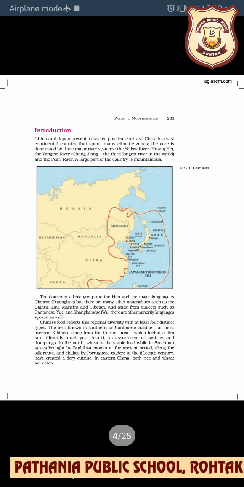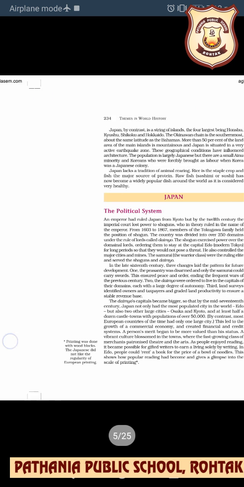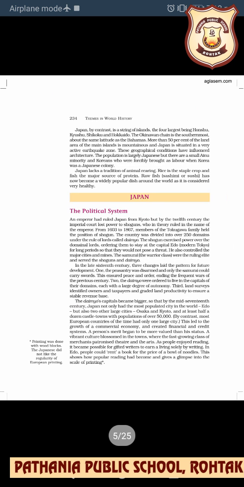Japan, by contrast, is a string of islands. China was a continental country, and Japan was a string of islands. The four largest are Honshu, Kyushu, Shikoku, and Hokkaido. The Okinawan chain is the southernmost, at about the same latitude as the Bahamas. More than 50% of the land area of the main island is mountainous, and Japan is situated in a very active earthquake zone. As you are well aware, earthquakes occur there on a daily basis.